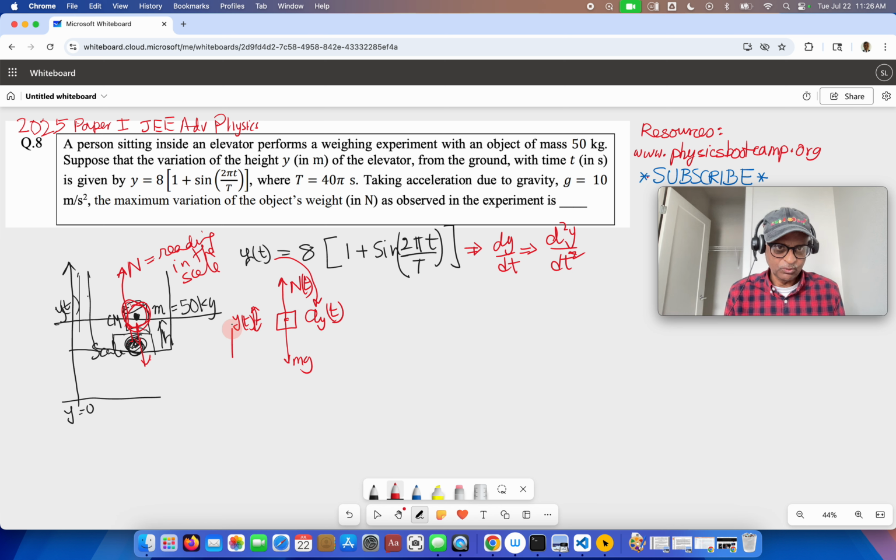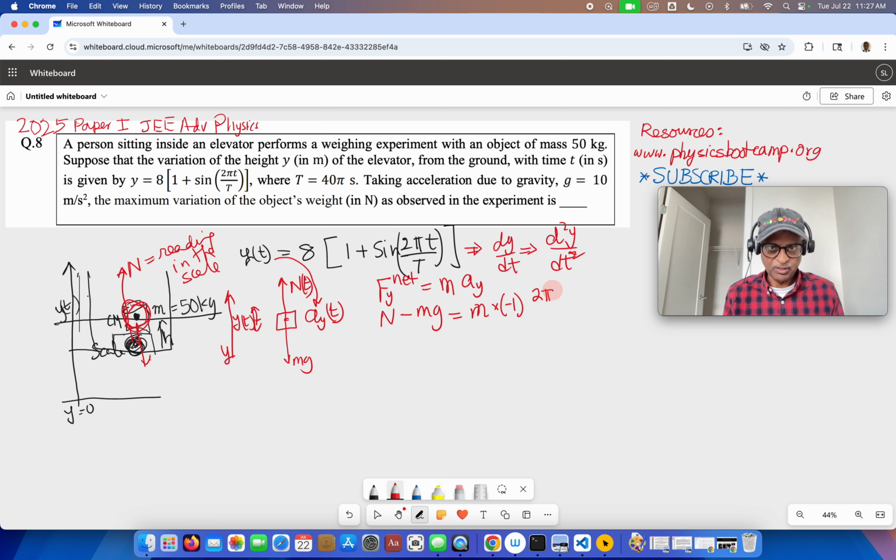And this is the y axis that way, so write F_y net equals m a_y. This equation, if you write it, then you get N minus mg will be, if you take two derivatives of that, m times minus (2 pi over capital T) squared sine 2 pi t over T.